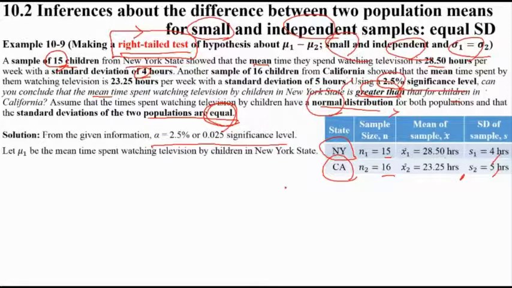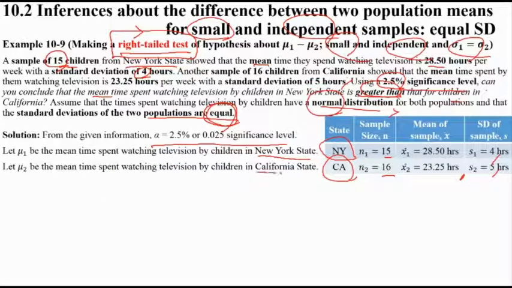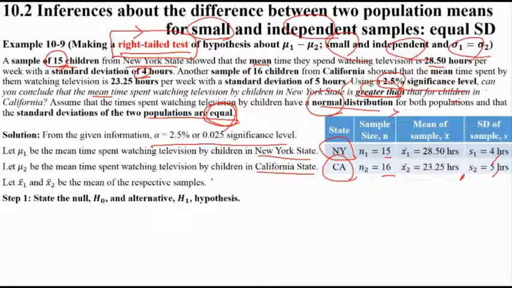Right. So the first sample is from New York State. The second is from California State. Right, not New York City. So each one has a sample, and the mean of the sample for each one, population 1, population 2, which means x1 is New York State, and x2 is California State, right? So we have 5 steps, right?